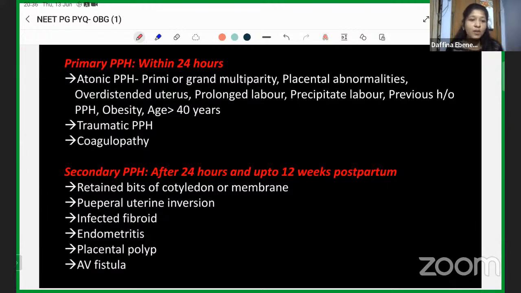Second thing, if there's any trauma at the time of delivery, any form of perineal tear, any form of laceration, cervical tear, all these can cause traumatic PPH. The third thing is a coagulopathy, any form of DIC or deranged coagulation profile. All these will cause primary PPH.